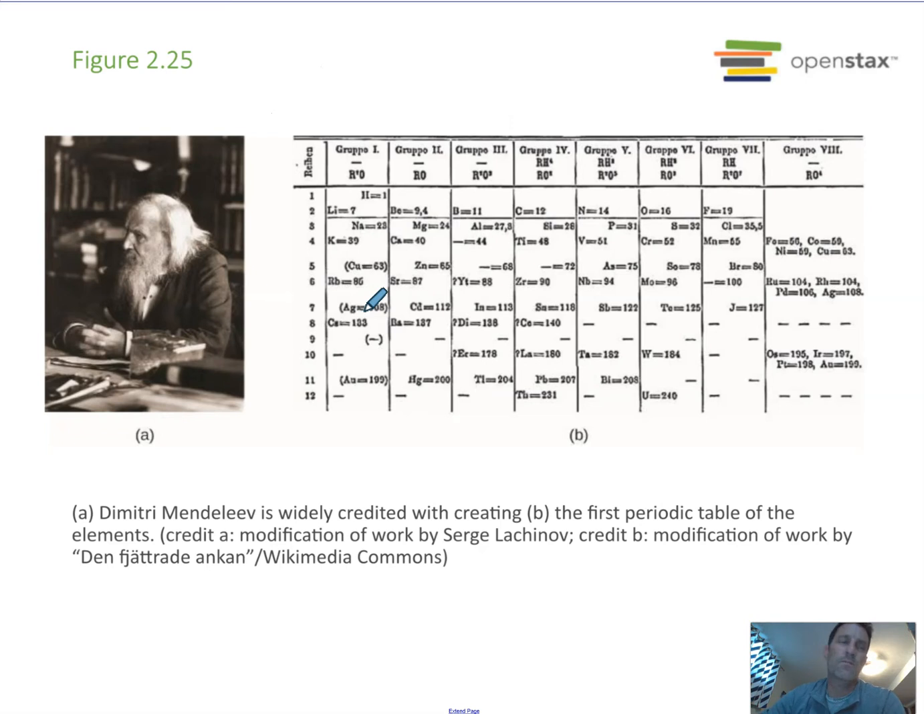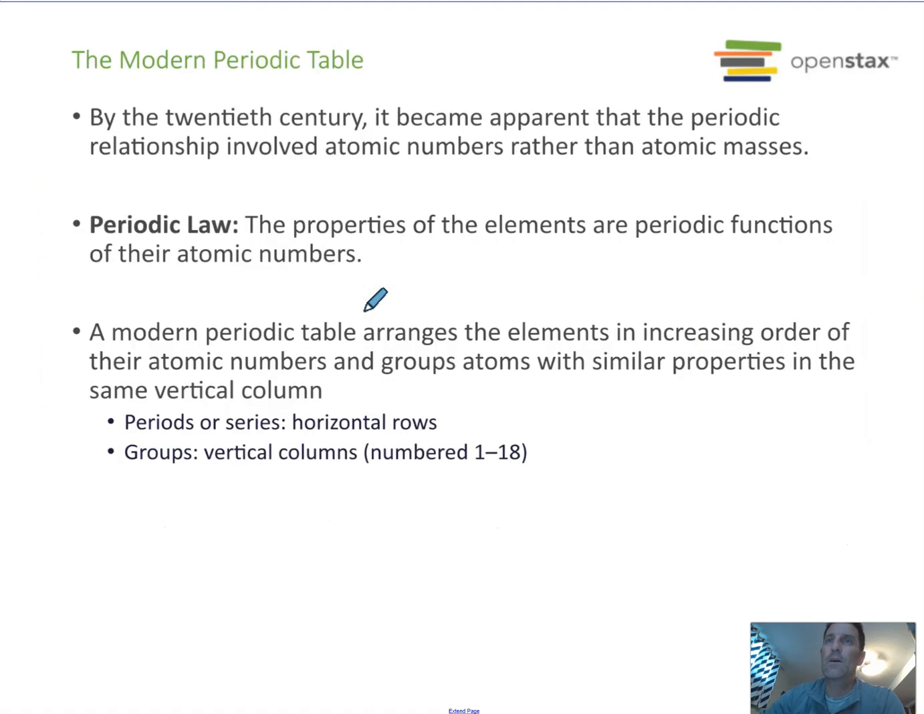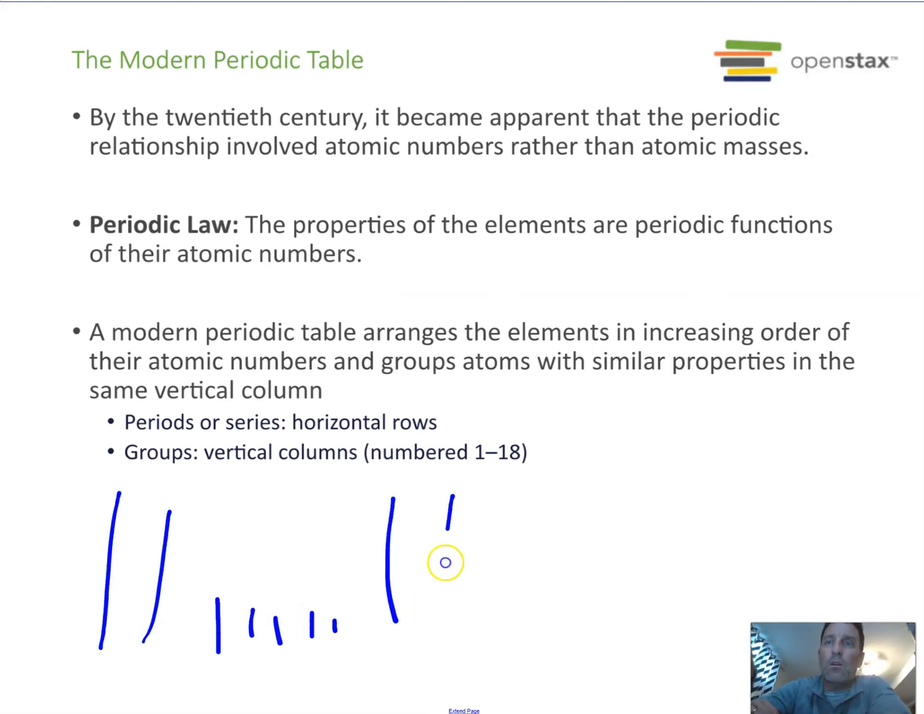Okay, this is the first one, and you can look at that in your notes on the app or as you read. It's a little bit crazy to look through, but it does make sense, and it's the same basic structure we have today. By the 20th century, it became apparent that we were dealing with protons, or atomic numbers, not just atomic masses. That was a big change, but it still was supported by the data. Then, periodic law, that's why we call it the periodic table. It says the properties of the elements are periodic functions of their atomic numbers. That's a nerdy way of saying the properties repeat themselves in these vertical columns.